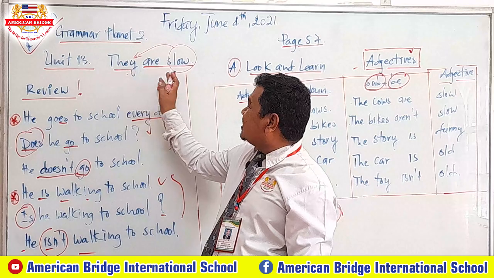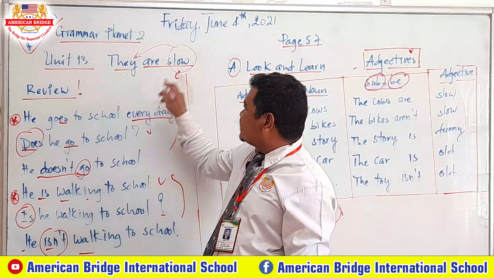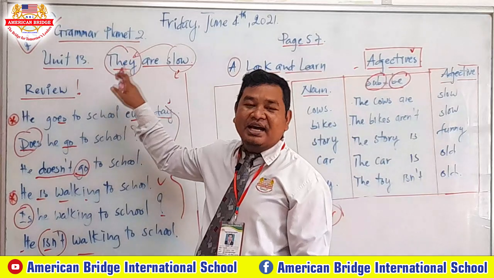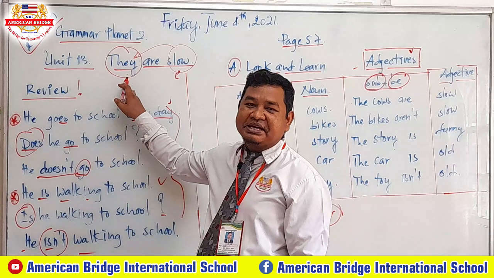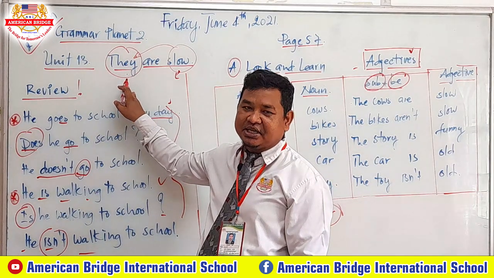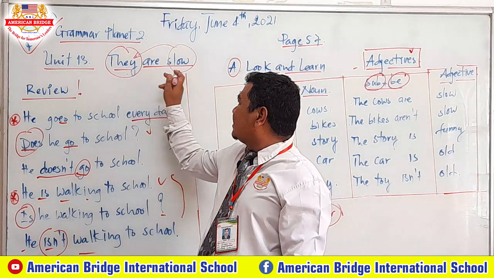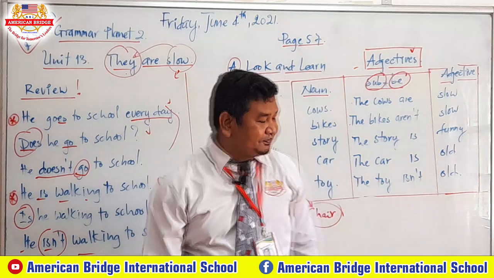Can you see? They are slow. So slow, this is an adjective, so it describes the noun, they. This one is a noun or pronoun. You know, a pronoun functions the same as a noun. A pronoun or gerund also functions as a noun. Okay, so an adjective modifies a noun.